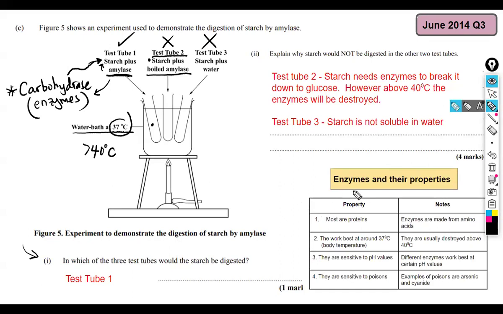And over here, just for revision purposes, these are the properties of enzymes. This is a table you have to learn off by heart, and you already have this table, but give it a read and let me know when you're finished with everything on the screen.